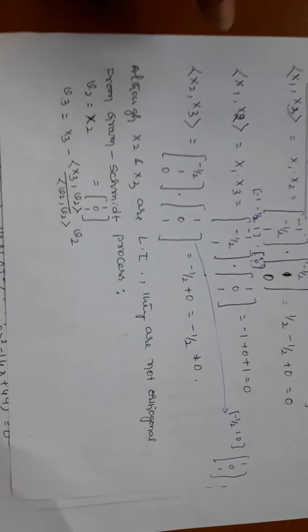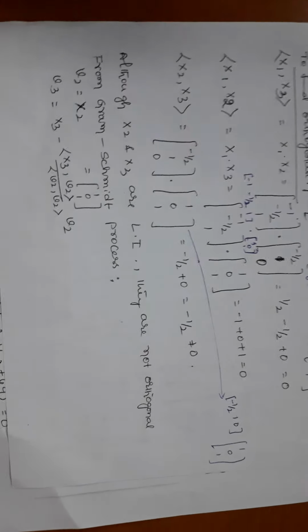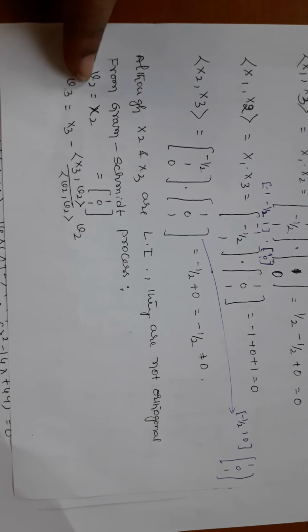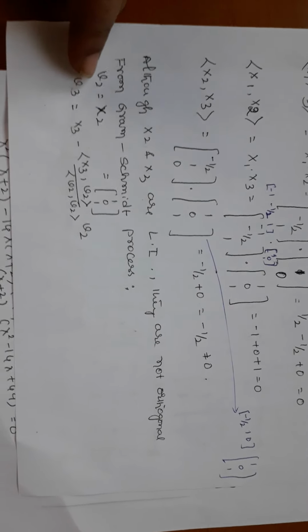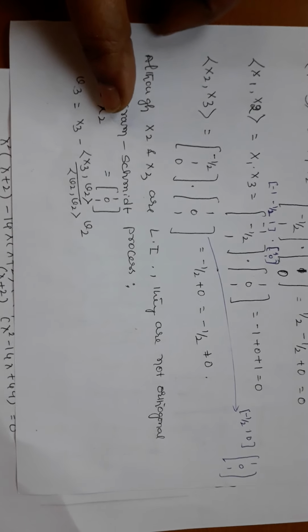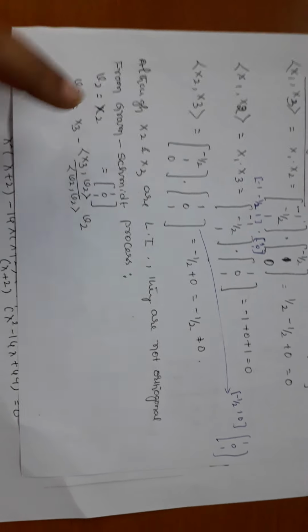Now, which vectors are the problem? x2 and x3. Therefore, v1 is the first vector itself, x1. There is no problem for x1. Now I am taking v2, v3; I am not taking x1. v2 is nothing but x2, which is 1, 0, 1. Next, I have to find v3 based on x2.